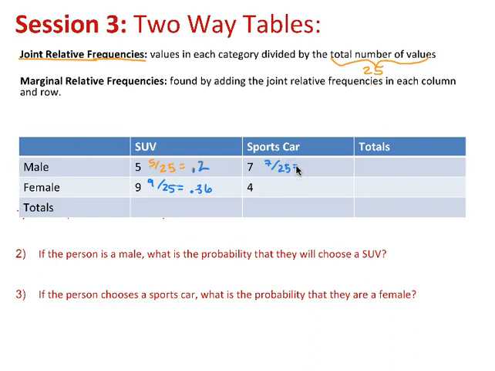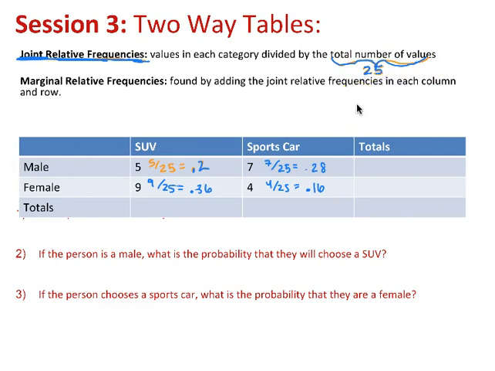Do the division there, and we get 0.28. And the last one, 4 divided by 25, which represents females choosing a sports car. 4 divided by 25 is 0.16. Since I changed color, we're going to change this to blue. These are our joint relative frequencies in blue, all those numbers in blue.